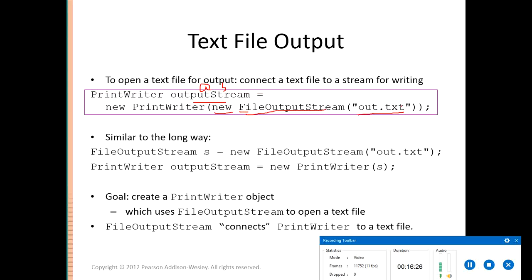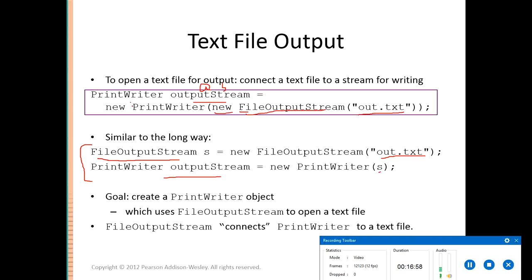Otherwise, it is preferable to store your text file in the same folder where your program is. Now this line can be broken down into two statements also. For example, we create an object of the file output stream and provide the name of the text file, and then we create the object of the printwriter class and pass the object of the file output stream.